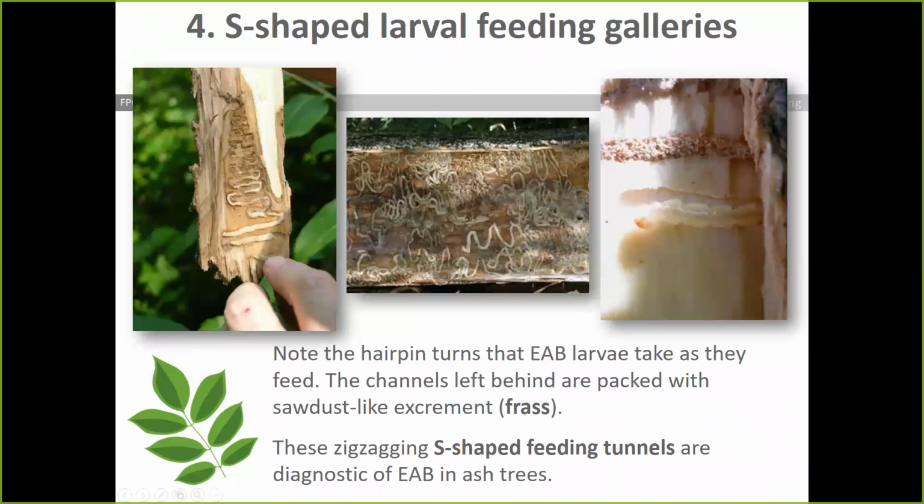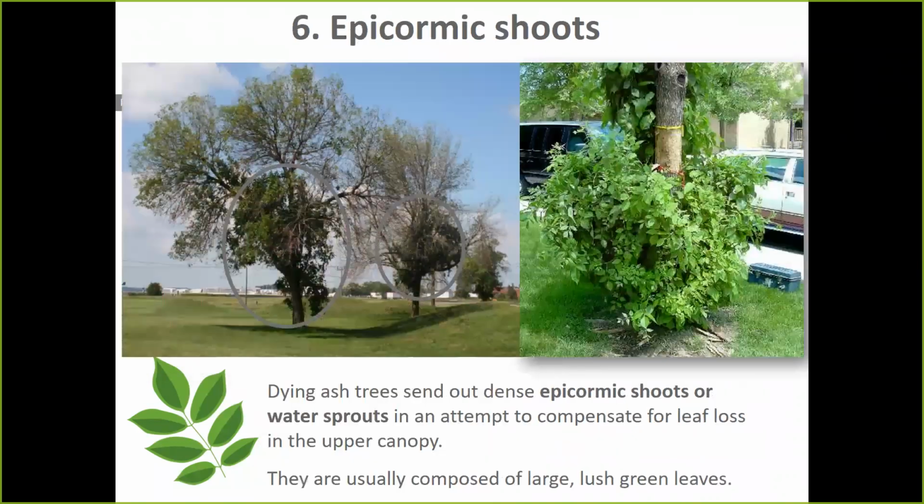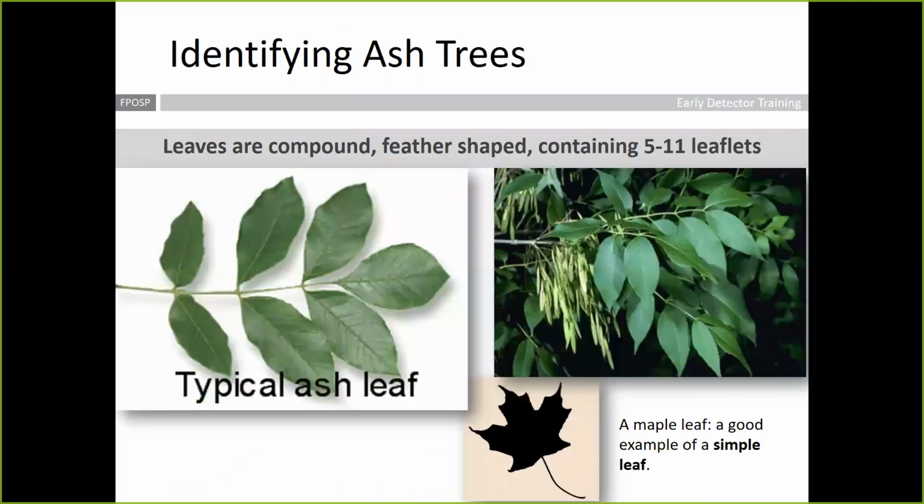Then you can see the zigzag galleries, which are telltale. Nothing else really does that. And then, of course, you see the D-shaped exit holes. And finally, the last gasp of the tree prior to its dying is the production of epicormic shoots, which is just basically a last gasp to produce tissue in the hopes that maybe one might produce a seed or something that will allow the tree to survive. But when you see a tree like this, these trees are essentially dead.